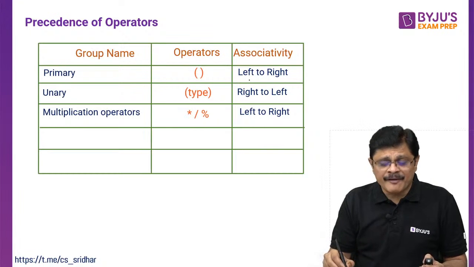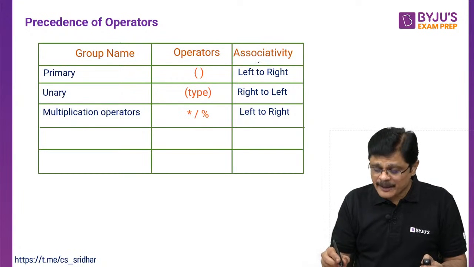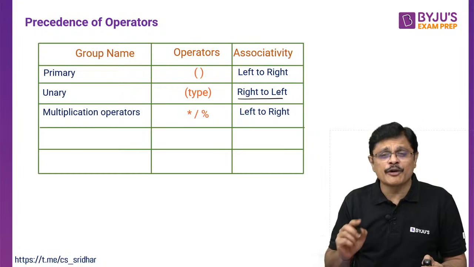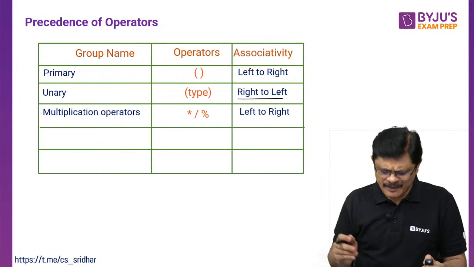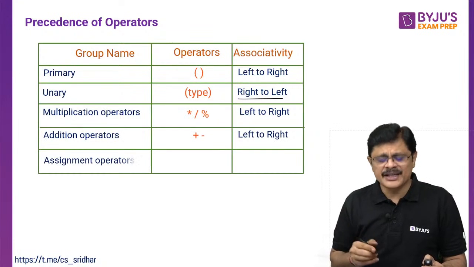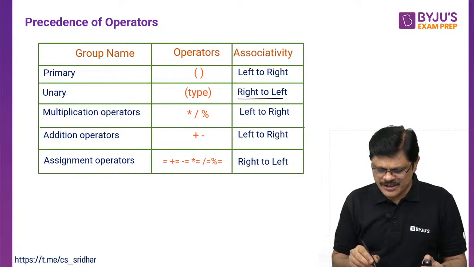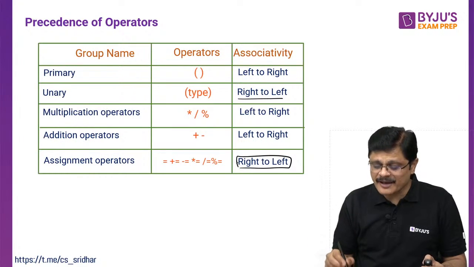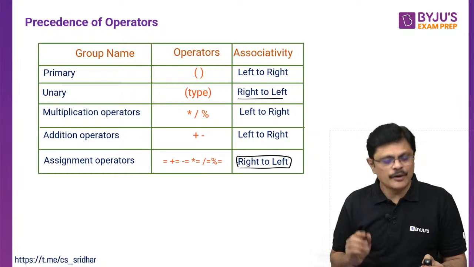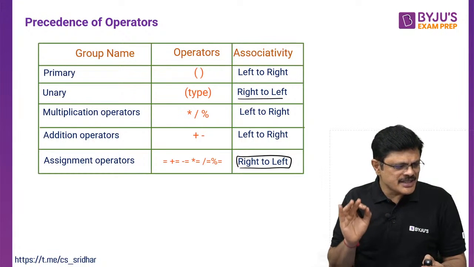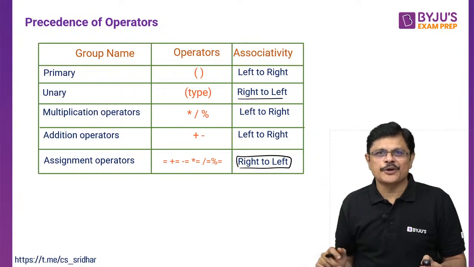For every operator the associativity is also very important. So far typecasting is the only one having right to left associativity; the remaining ones, even addition, have left to right associativity. The assignment operator also has right to left associativity, my dear friends. These are the operators which we discussed so far. Now let us continue the story from here.